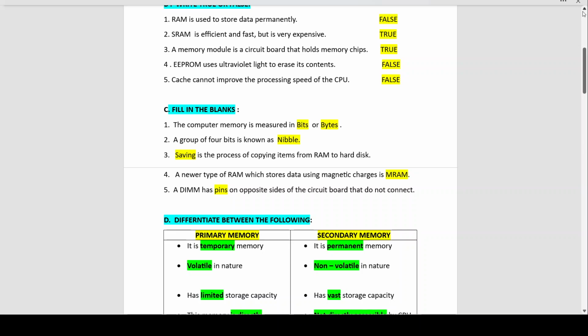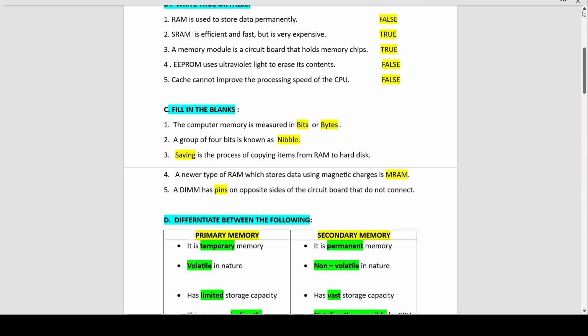Now C. Fill in the blanks. Number 1. The computer memory is measured in bits or bytes. Now bits, what are bits? They are binary digits. Binary starts with BI and digits ends with the last two letters TS. So BI and TS make your bits. Binary digits combined together form bits in short form. So the computer memory is measured in bits or bytes.